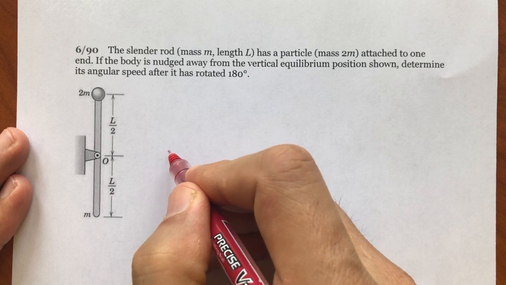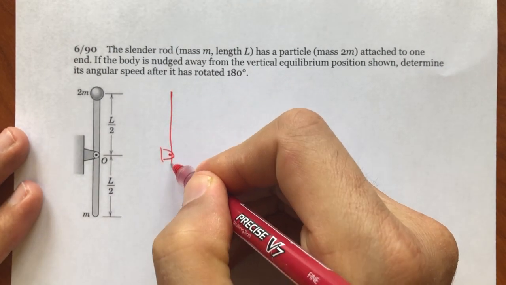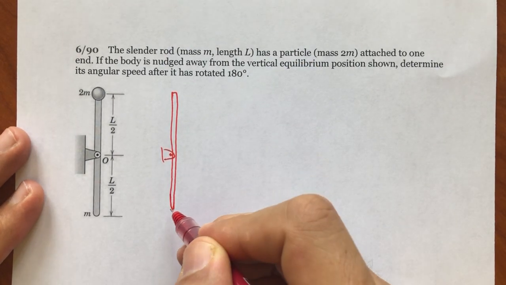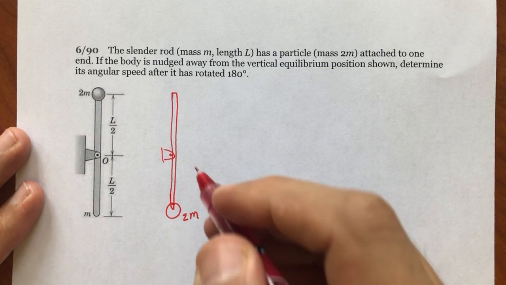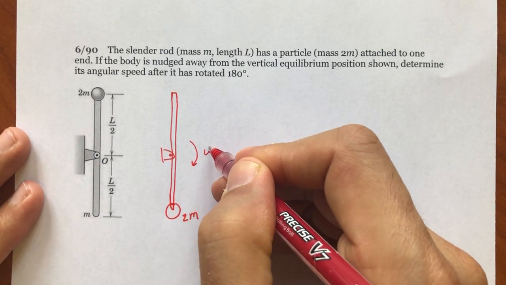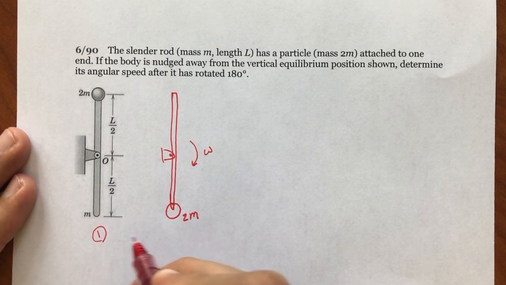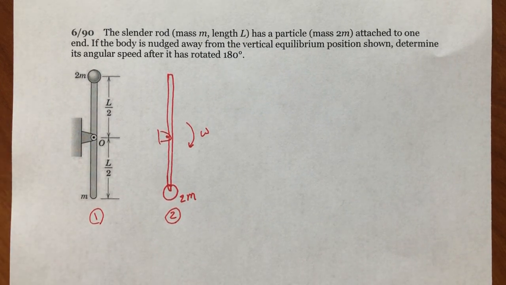So the second condition, if I draw it here, just simply drawing this bar and also this mass on it, we are going to have angular velocity of omega here. So this is condition 1 and this is condition 2. Think about it and see the rest of the video after that.